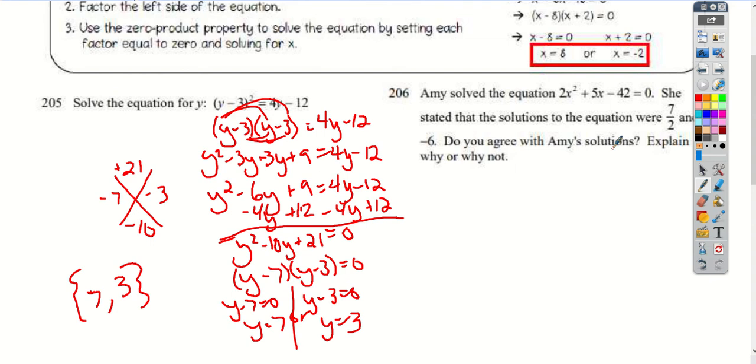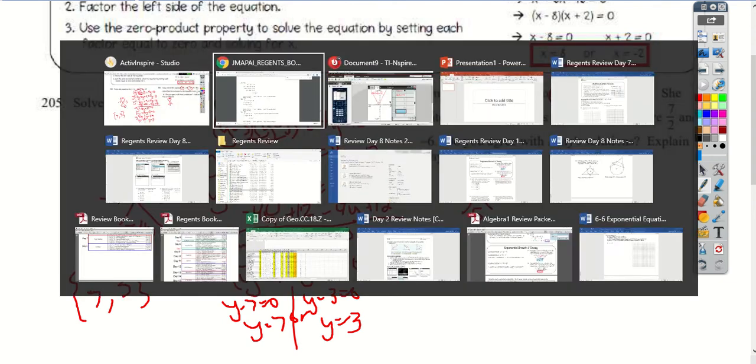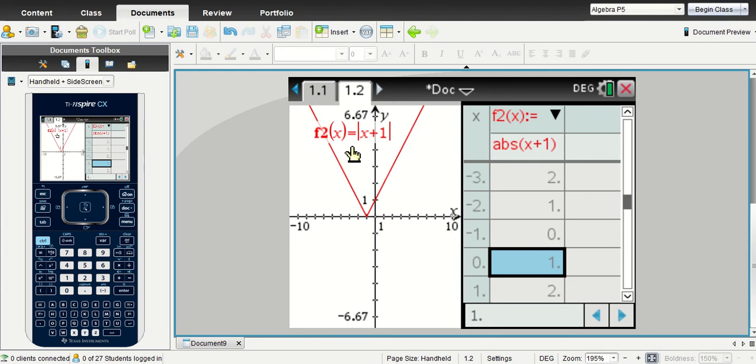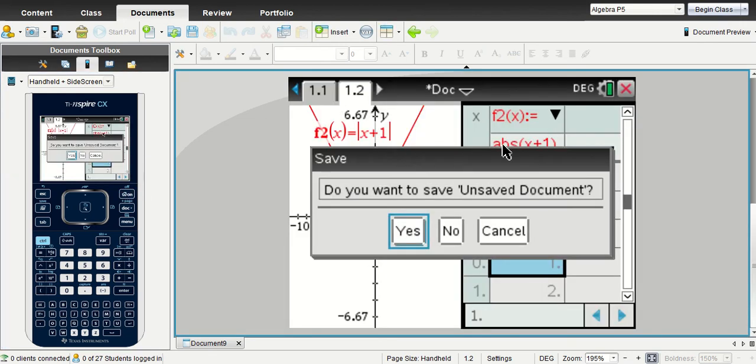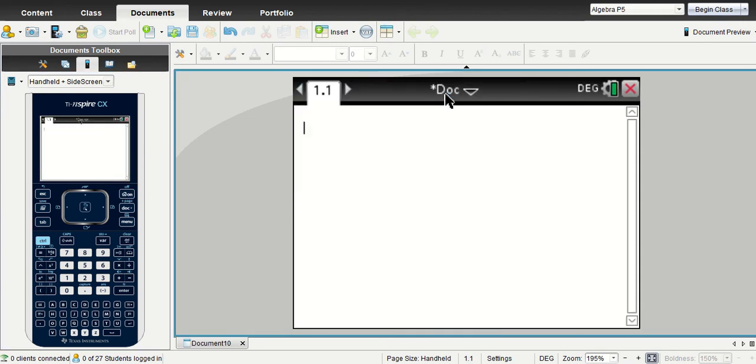Remember, we're going to multiply the first number and the last number together. So 2 times negative 42 is negative 84. We want that to add or subtract to 5. I'm looking for numbers that multiply to 84 and add or subtract to give me 5. So what I could do, if I want to use my calculator, is take 84 and start dividing it by numbers.